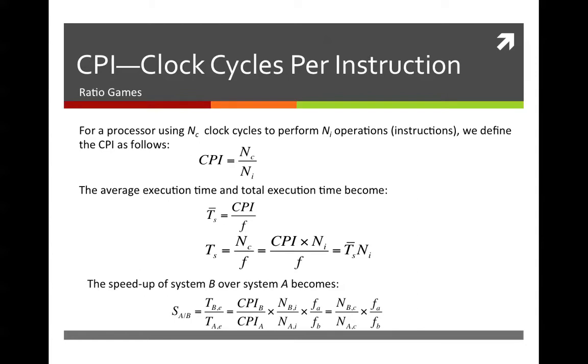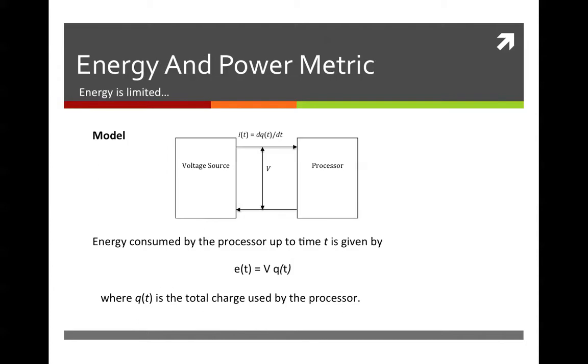So if you take the number of instructions executed as your work, and then the number of clock cycles as a measure of time, given that you know the frequency of your system, then that is more like throughput. So the only thing that is left to discuss here is the energy and power metric. For that, I introduced this model in class, and we have a voltage source and we have a processor.